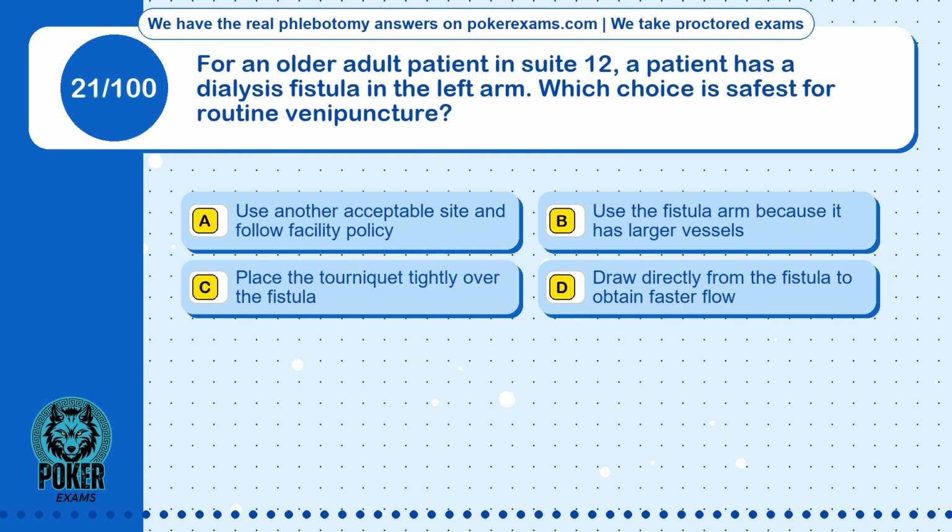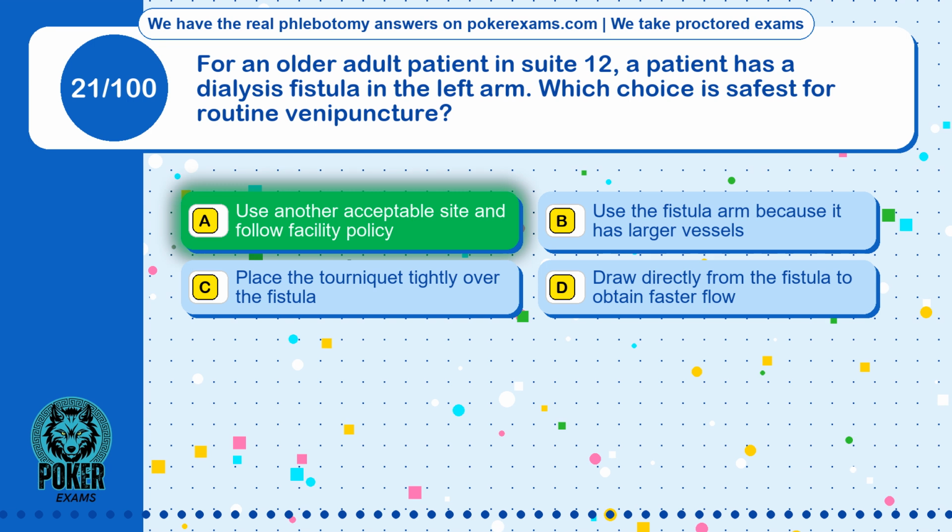Question 21. For an older adult patient in Suite 12, a patient has a dialysis fistula in the left arm. Which choice is safest for routine venipuncture? Option A, use another acceptable site and follow facility policy. Option B, use the fistula arm because it has larger vessels. Option C, place the tourniquet tightly over the fistula. Option D, draw directly from the fistula to obtain faster flow.